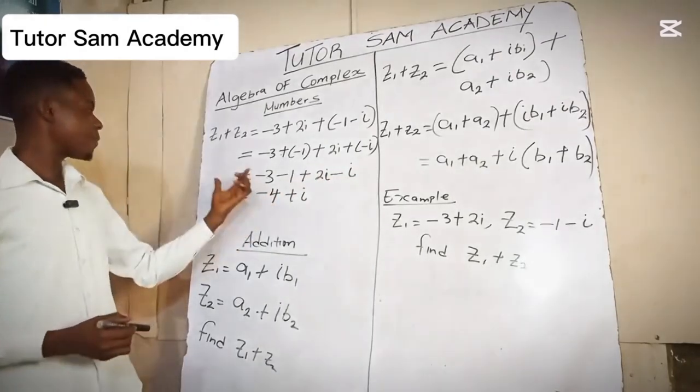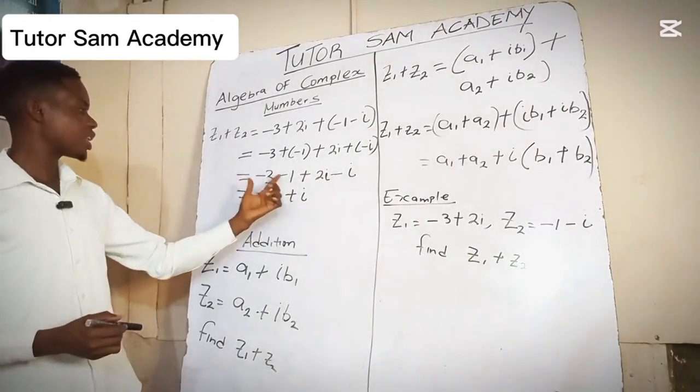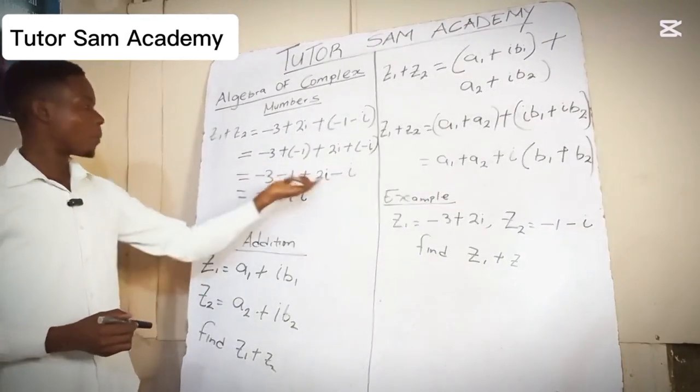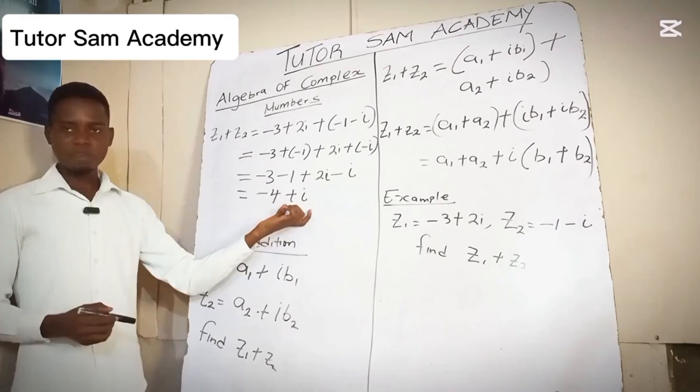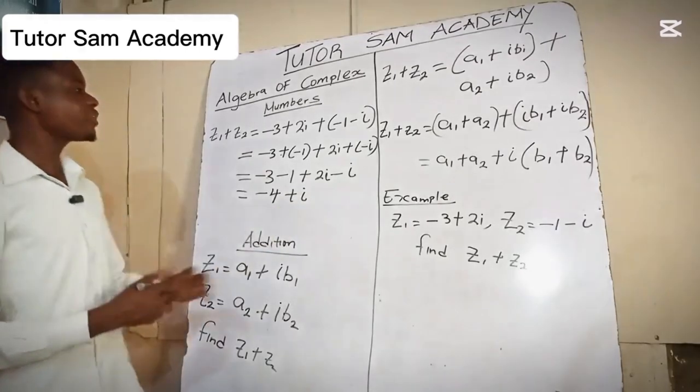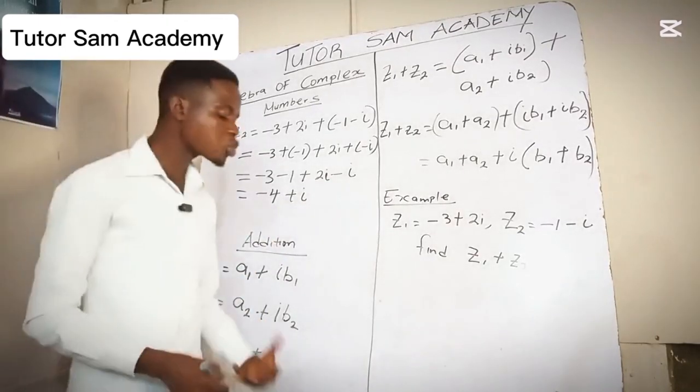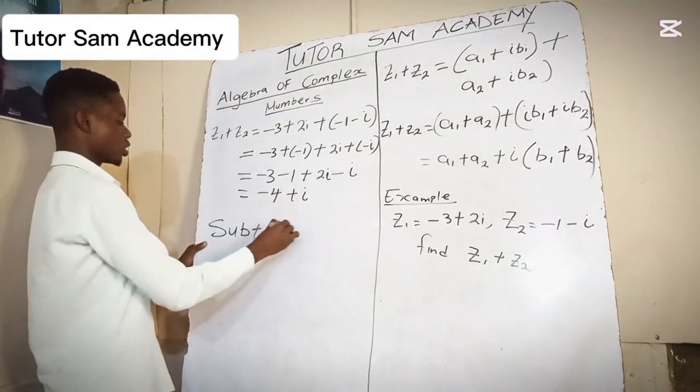So from here, I added minus 3 minus 1 gives me minus 4, plus 2I minus I gives me plus I. I believe we understand now. Now, after this addition, we'll move to subtraction of complex numbers.